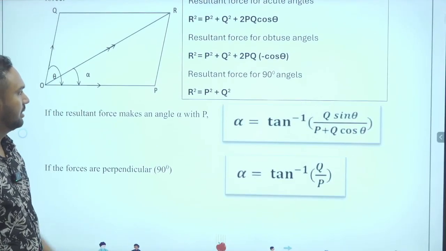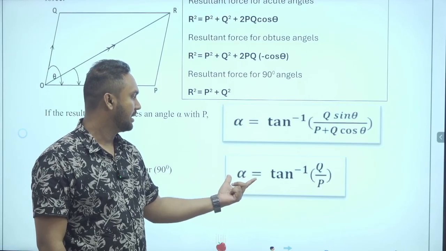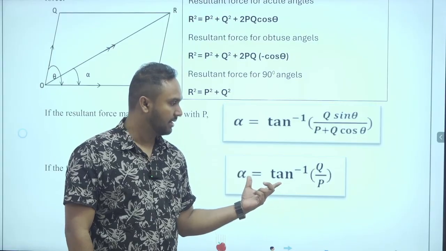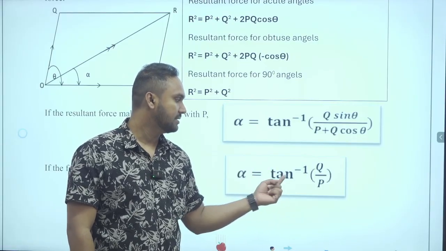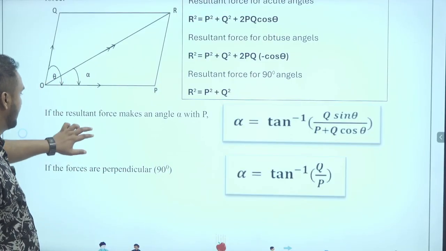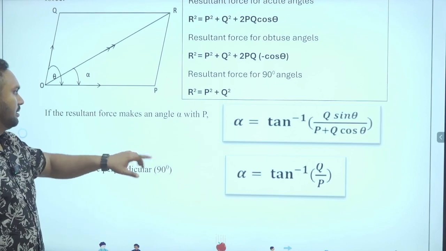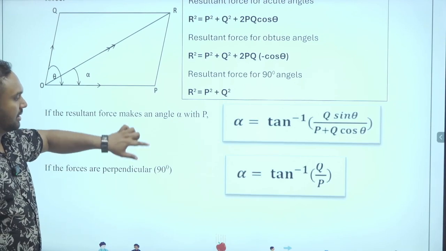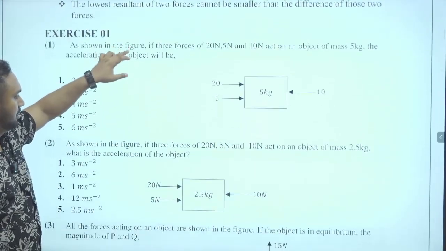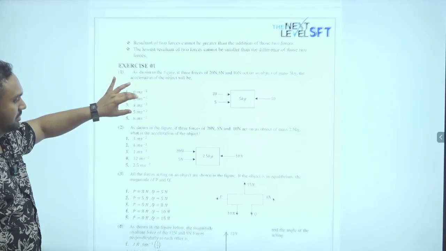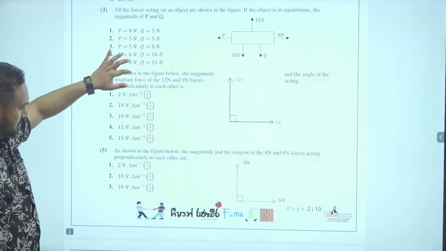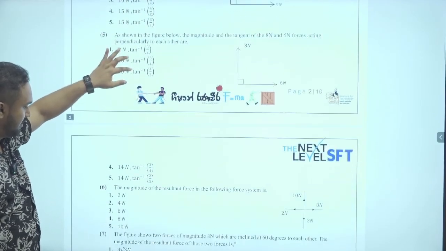Then this is how to find the angle. So far we only discussed this one; we haven't discussed this one. When finding the direction or angle of the resultant force, we use the equation tan alpha equals Q over P, so alpha equals tan inverse of Q over P. These are the two we have calculated so far. If the forces are perpendicular, this is how we find the direction, or angle, of the resultant force. Right. Then come to the first exercise and do the first 5 questions.